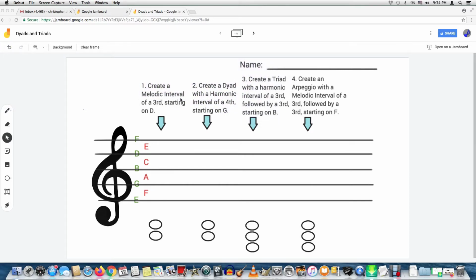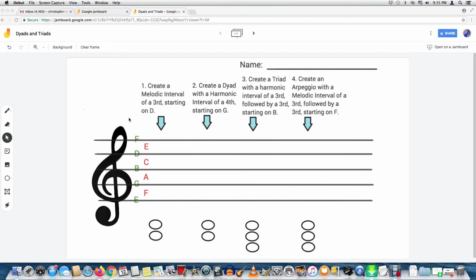We're going to create a melodic interval. That means we're going to have two notes that are a certain interval apart, one after the other. Okay? So that means they're not going to be played at the same time. They're going to be played one at a time. Okay? So let's start by figuring out where we're going to start our first note. Number 1 says starting on D.